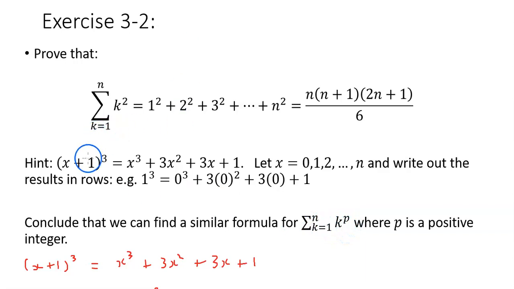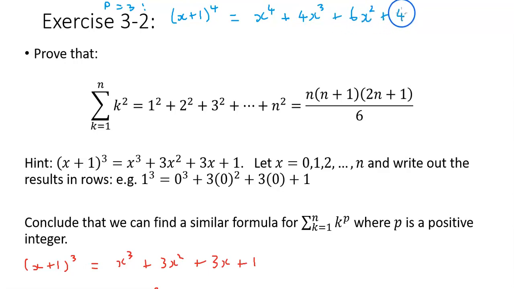Well, in this case, we could do exactly the same thing, except we could use, so p equals 3, we could use x plus 1 to the power of 4 is equal to x to the power of 4, and then it's plus 4 times x cubed, and then I think the next term is 6. 4 choose 2 is 6. So 6x squared plus 4x, and then plus 1.